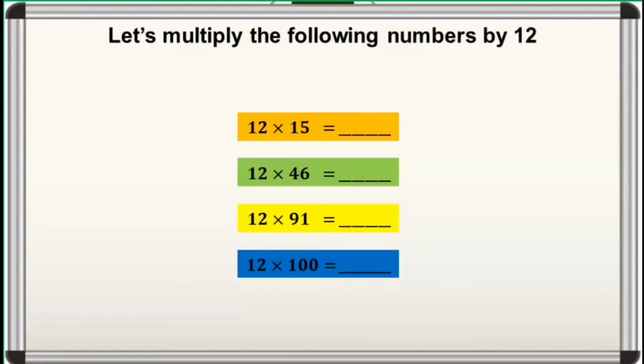Multiply the following numbers by 12. Pause the video if you wish to have more time in answering. Alright, the answers to these multiplication problems are 180, 552, 1092, and 1200. Since 12 is one of the factors of these numbers, we say that they are divisible by 12. Now, let's verify what was said a while ago, that if a number is divisible by 12, it must also be divisible by 3 and 4.